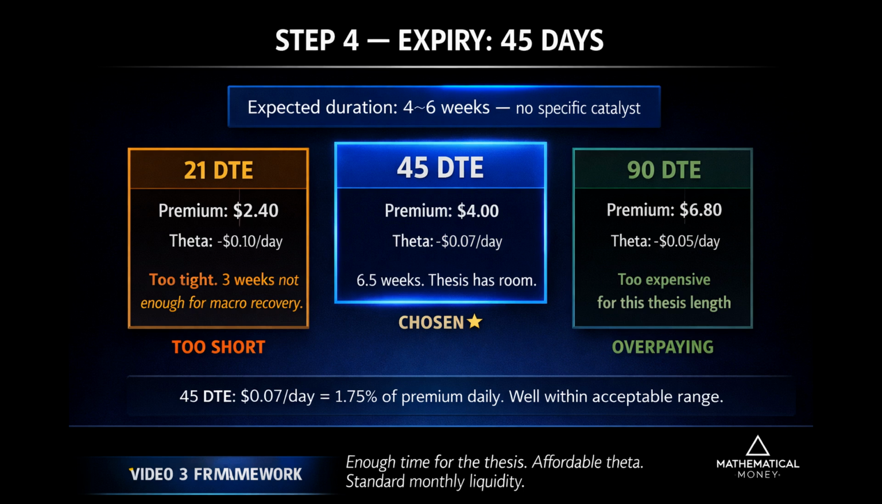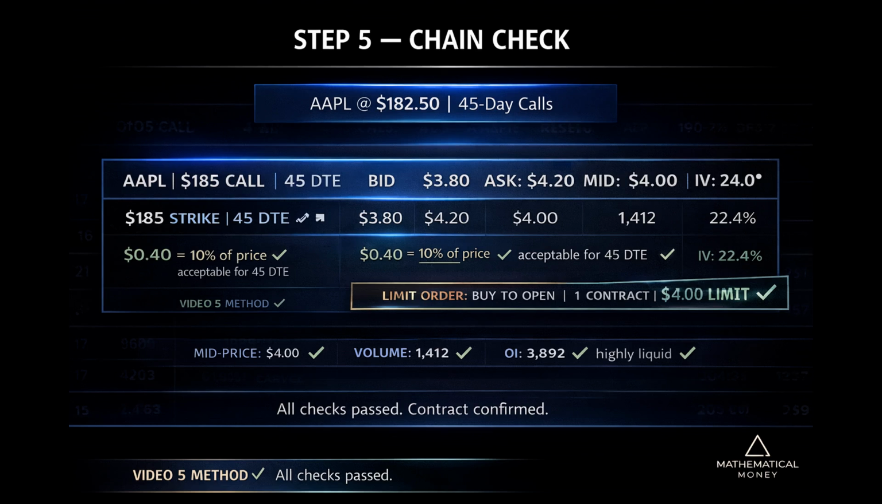Expiry selected, 45 days. Strike, 185. Direction, call. The structure is defined. Step 5. Opening the chain. You open the Apple options chain, select the 45-day monthly expiry, and navigate to the call side.